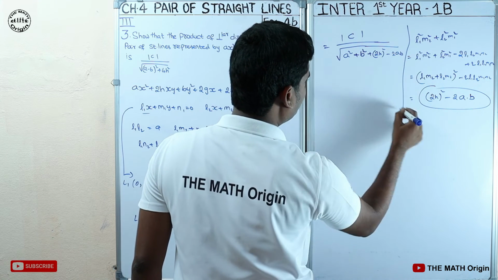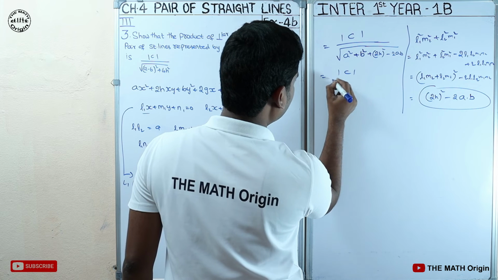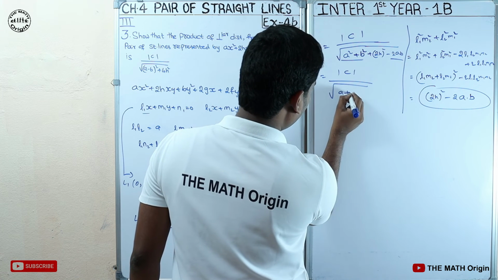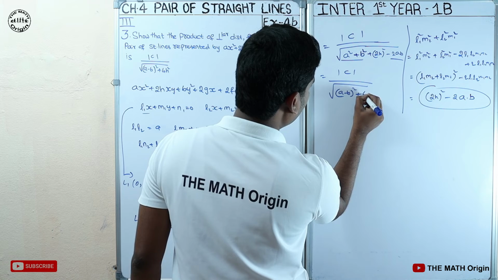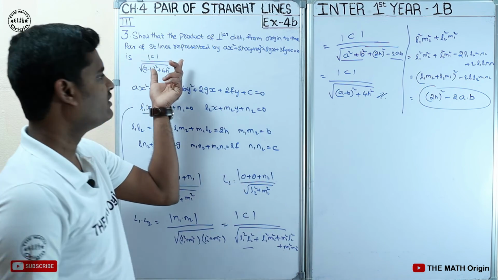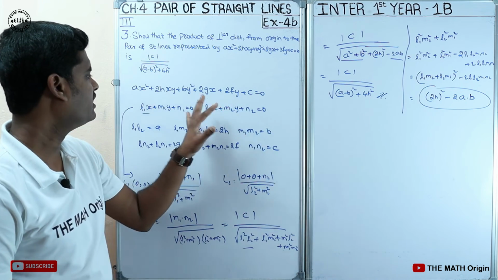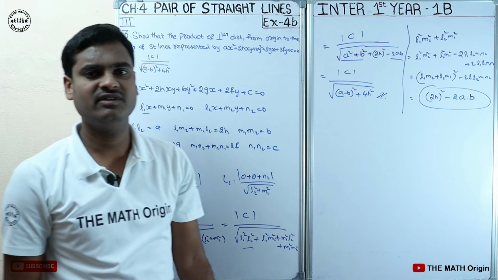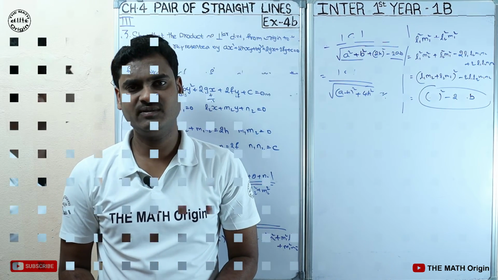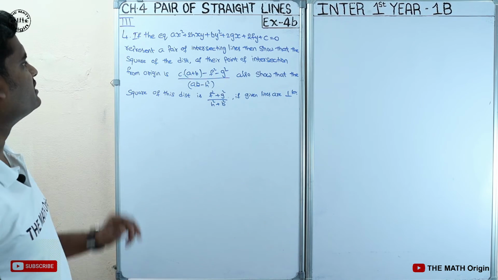Okay, minus 2AB. Therefore that is equal to modulus of C by root of, from this it is (A minus B) whole square plus 4H square. Hence the given equation has been proved. With this we completed the third question from the third section. Fourth question from the third section.